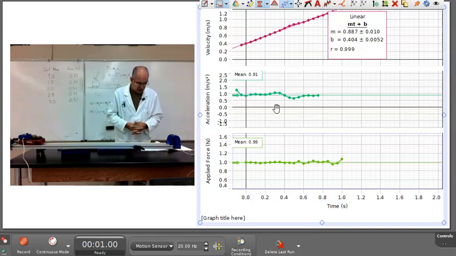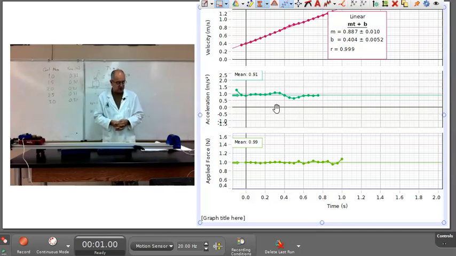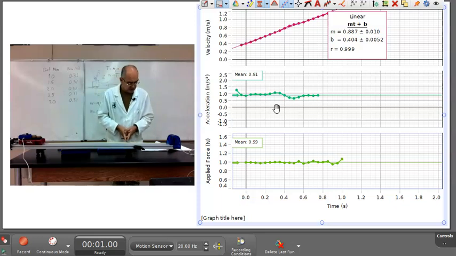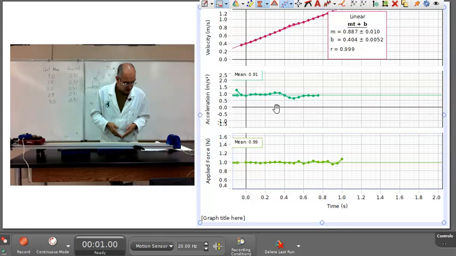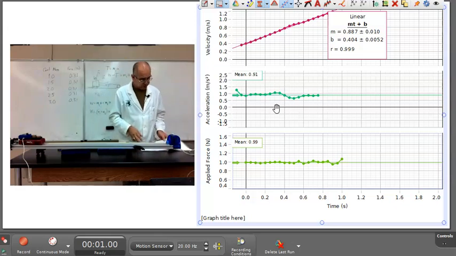Question 2.5. An object of mass 39 kilograms is observed to accelerate with an acceleration of 3 meters per second squared. What is the force applied? Now we apply Newton's second law again. F equals ma. We know the mass. We know the acceleration, so the applied force is the product of the two.